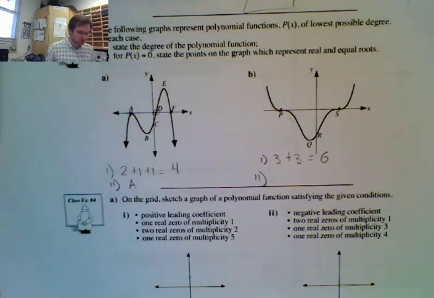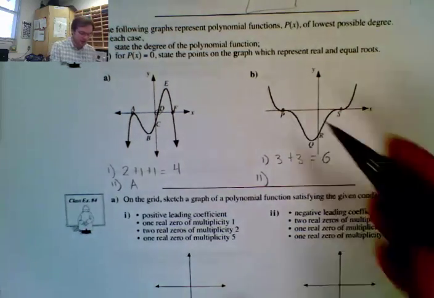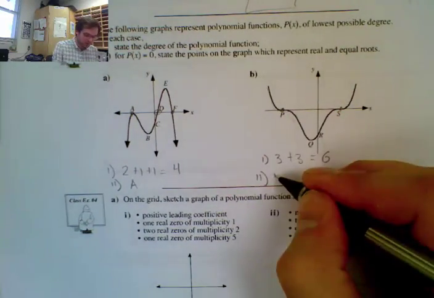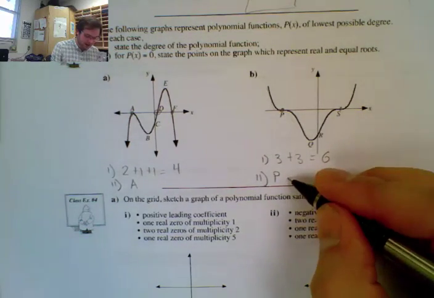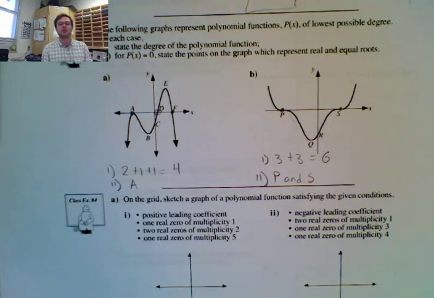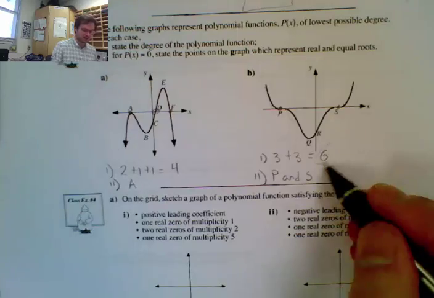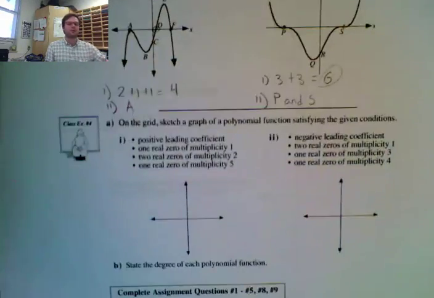So now let's do part 2 here. It says state the points on the graph that represent real roots. So here we want to know which points can have more than one. This one, we know we have at least 3 factors of the same value. So point P is one of them, and it's a real root. And point S is another one where we know we have at least 3 values of the same root. And the minimum it could be is degree 6, or 3 for each of those. All right, question number 4.